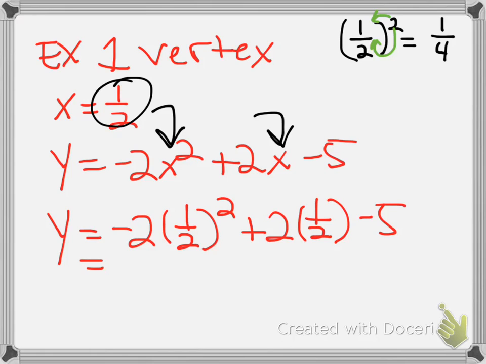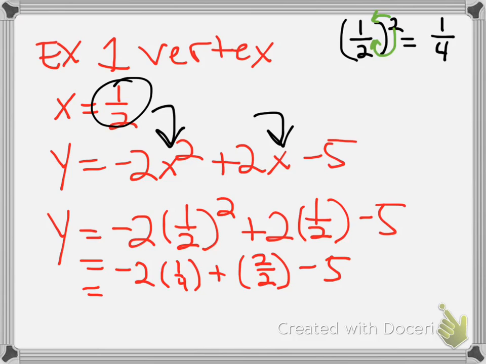So heading back down here, we've got negative 2 times 1/4 plus 2 times 1/2. Remember, to multiply fractions, you multiply your numerators together and multiply your denominators together, so this becomes 2/2. And then minus 5. So we just need to simplify a bit. Negative 2 times 1/4 is negative 2/4.